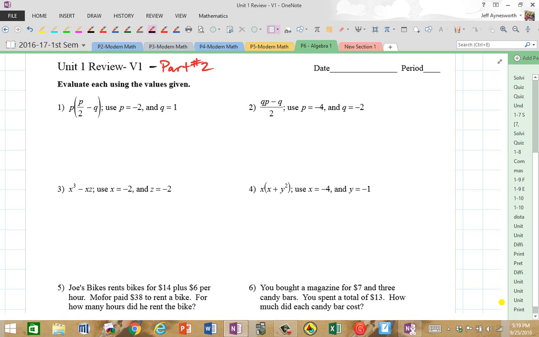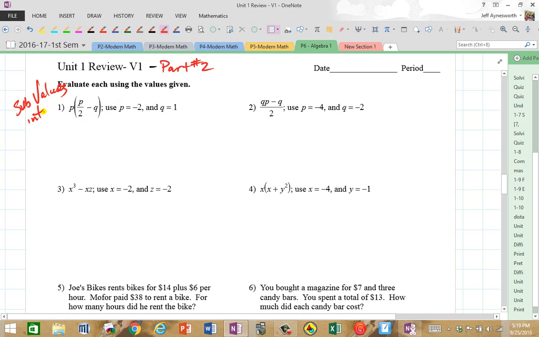All right, here's part 2. So you're going to substitute the values. You've got to evaluate given the values here. We know p is negative 2 and q is 1, and we need to evaluate this crazy expression here, which is p times a quantity, p divided by 2 minus q. So the first thing you do is you substitute values into the expression.